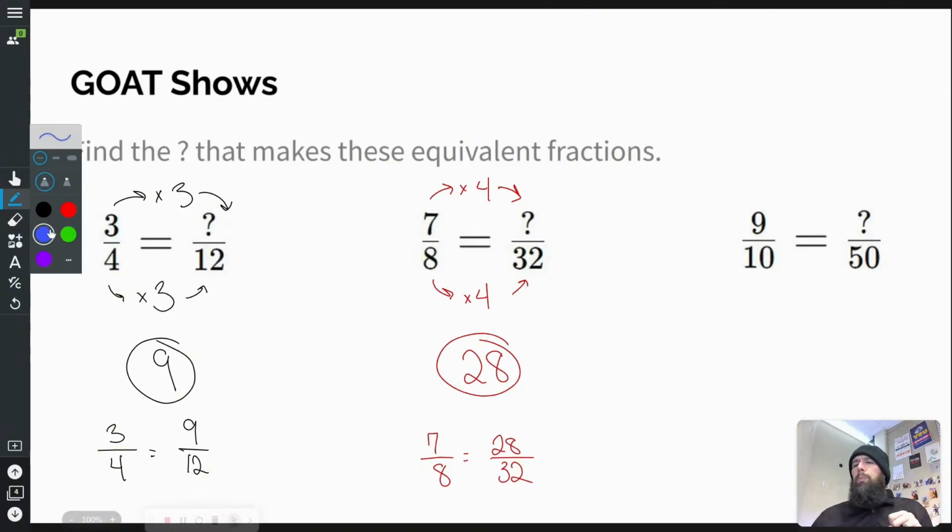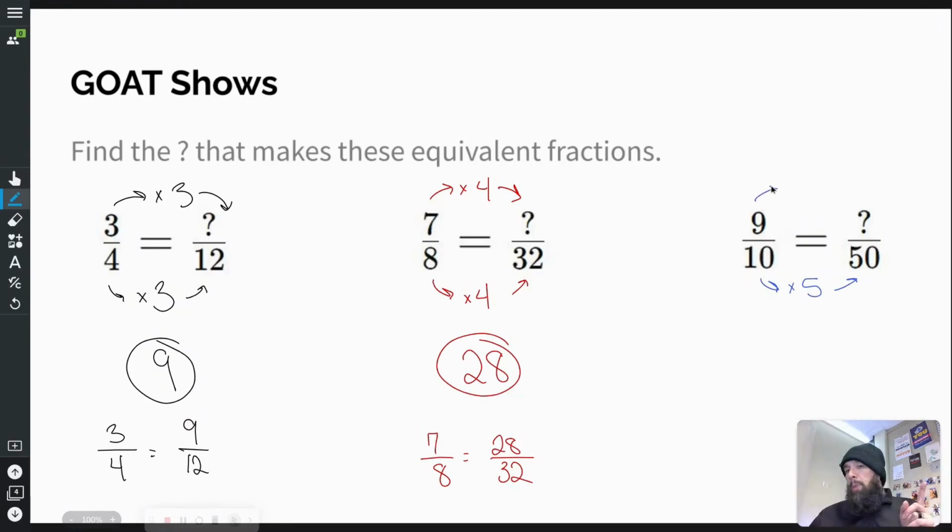Okay? 9 over 10 equals, I don't know, over 50. Well, what can I do to 10 to get to 50? I can multiply by 5. So if I multiply that by 5, I multiply 9 by 5, and 9 times 5 is 45. So I can write out 9 over 10 equals 45 over 50.